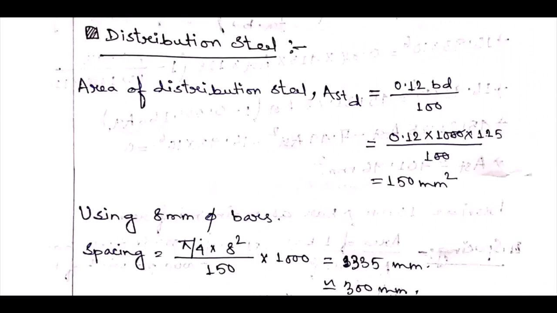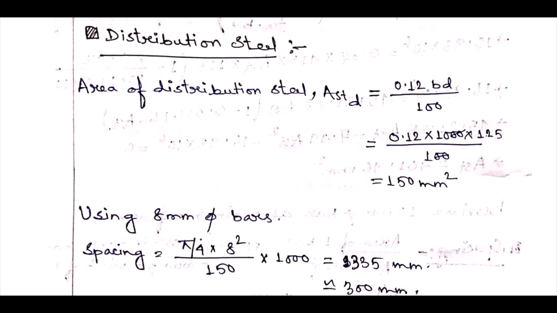See here, as per clause number 26.5.2.1, the area of distribution steel, denoted by Ast_d, is equal to 0.12 into BD by 100. That means 0.12% of cross-sectional area. So if we calculate 0.12 into 1000 into 125 by 100, that is equal to 150 mm². So this is the area of distribution steel for this case.